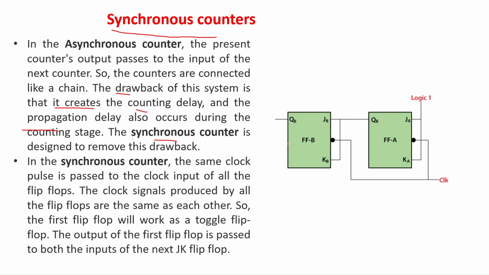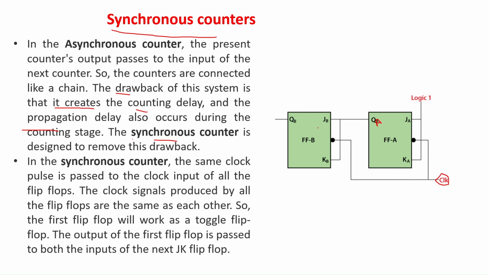In case of synchronous counter, both the elements have the same clock called the global clock. This global clock signal is applied to both the flip-flops. In this case, the first flip-flop will have the inputs J and K as 1, whereas the inputs of the second flip-flop, JB and KB, are nothing but the output of the previous flip-flop, called QA.